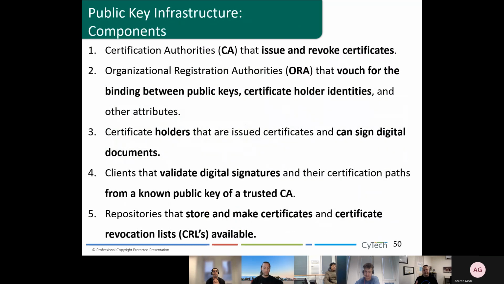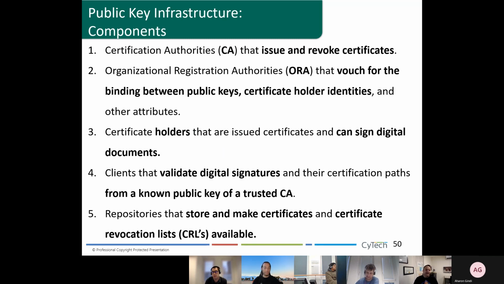So looking at the PKI in general, again, from that hierarchy point of view, we have the CA, we have the ORA, Organization Registration Authority, and we have that validation process between the parties. We also have what we call certificate revocation lists. That's CRLs.